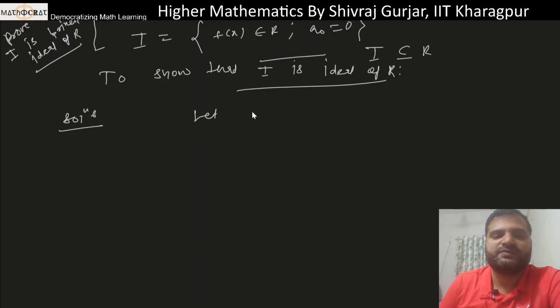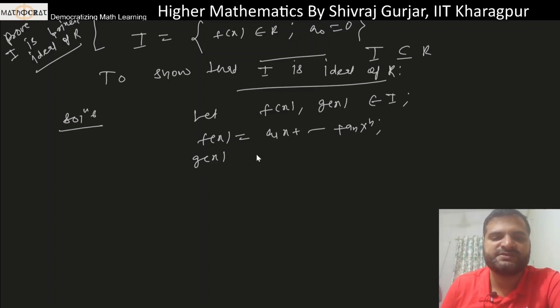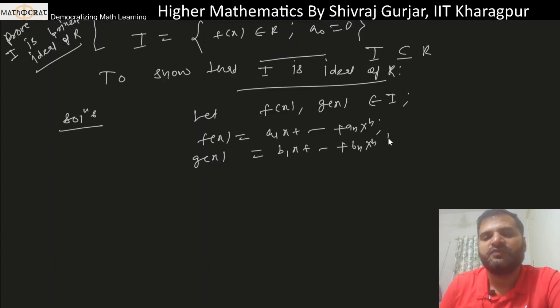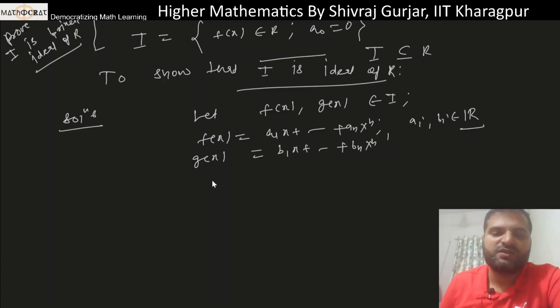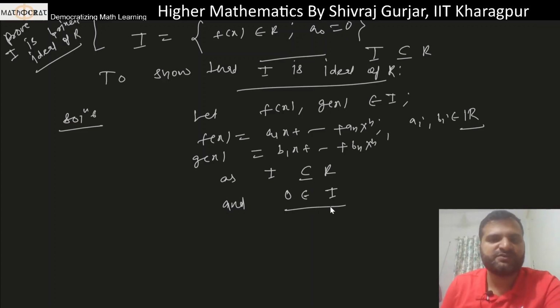So let f(x) and g(x) belong to I, where f(x) can be written as a1x and so on, an x^n, because a0 तो 0 है इसमें, that is the definition of I, and g(x) can be written as b1x and so on, bn x power n, where of course these ai's and bi's are in the real number system. As I is a subset of R and 0 belongs to I, भाई जीरो पॉलिनोमियल जो है उसका कांस्टेंट कोएफिशिएंट will be zero, so this is non-empty.